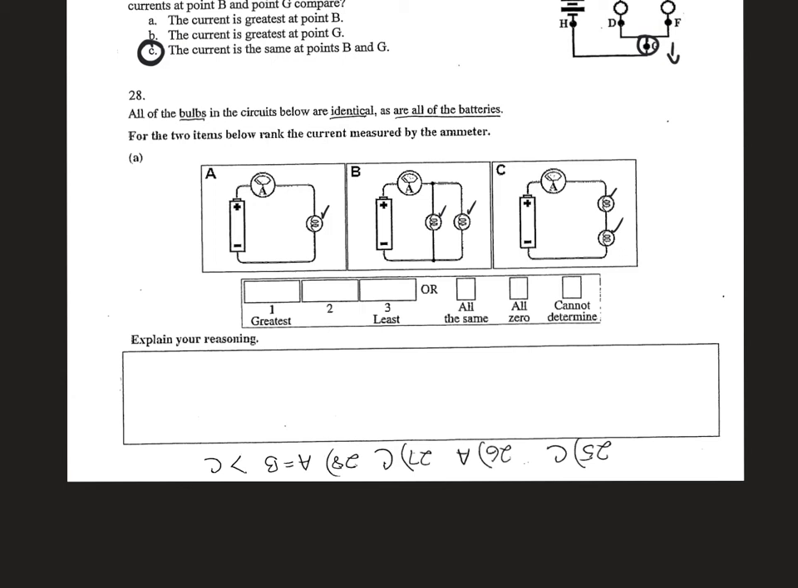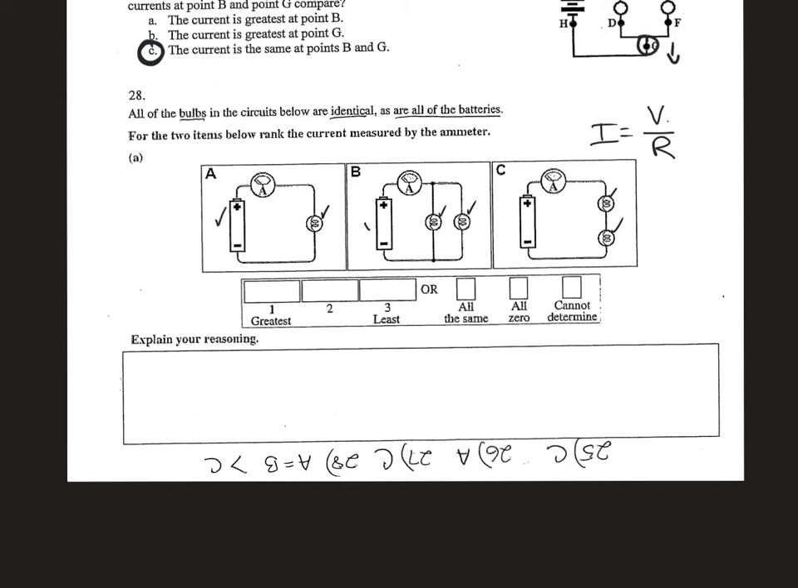And for the two items below, rank the current. Okay, so how can we measure current? Well, in order to be able to compare currents, we have to be able to comment on V and R, right? The amount of current is determined by the voltage that pushes and the resistance that fights you. So let's take a look.